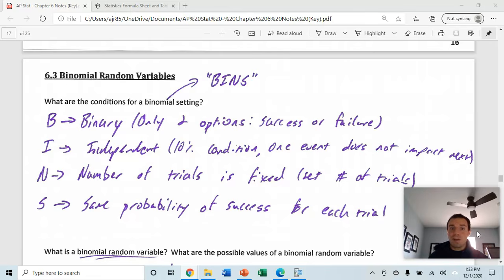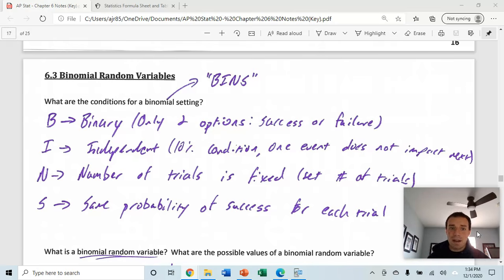So first thing, what are the conditions for a binomial setting? You can remember a binomial setting by thinking of the abbreviation BINS. So when we're talking about a binomial distribution, the first thing that you need is you only need two options, binary, success or failure. Your variable needs to be independent, okay? And we'll talk about something called the 10% condition a little bit later, but you want to think to yourself that one event does not impact the next. And your number of trials must be fixed. So you have to have a set number of trials. And S, you have to have the same probability of success for each trial. So your probability must remain constant.